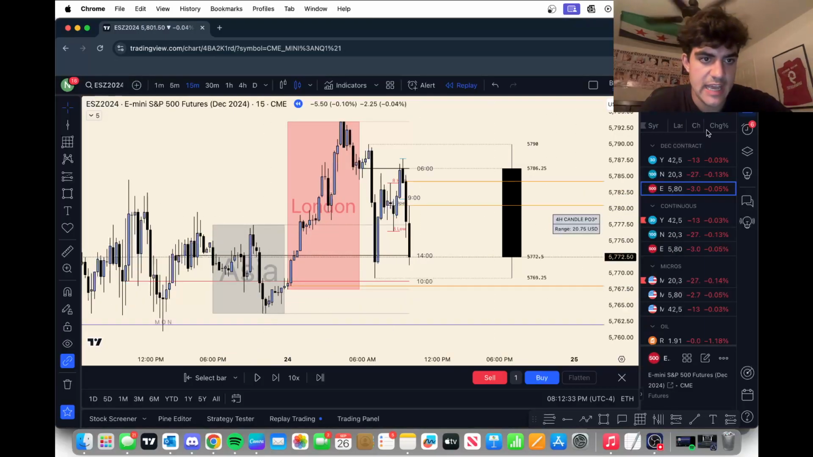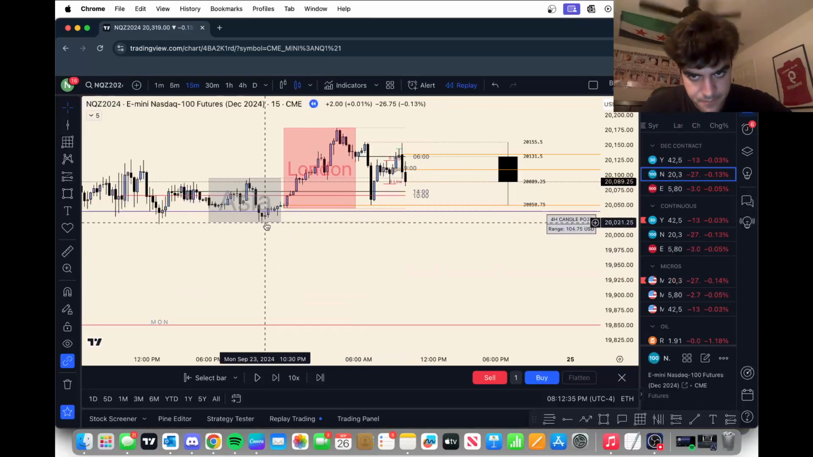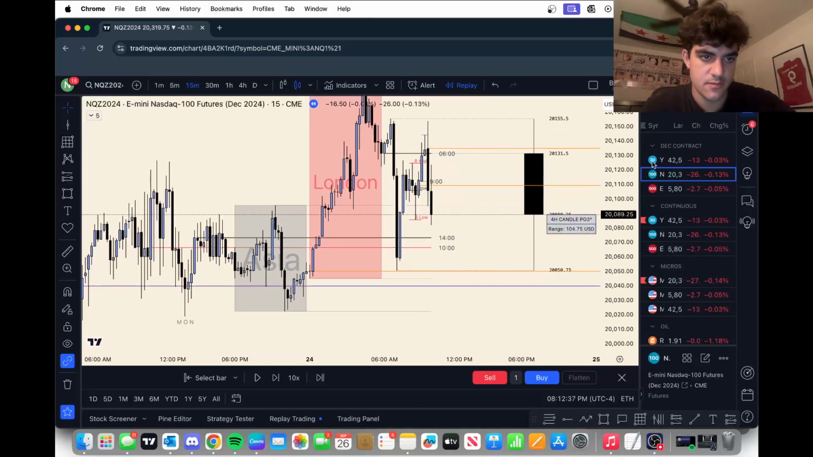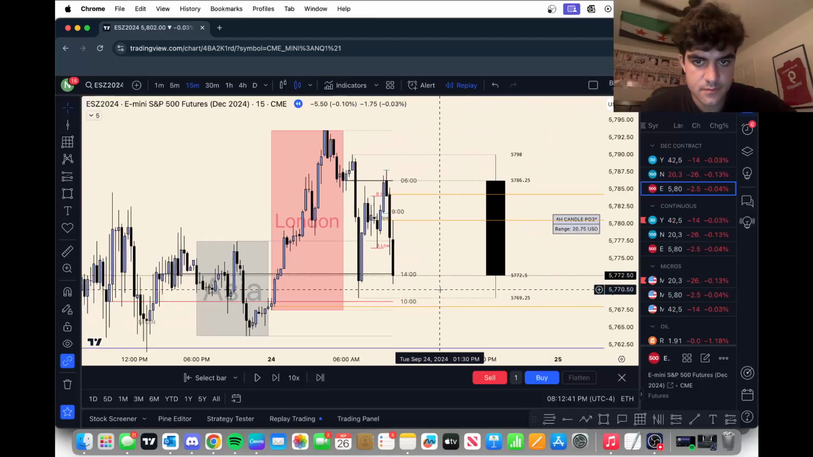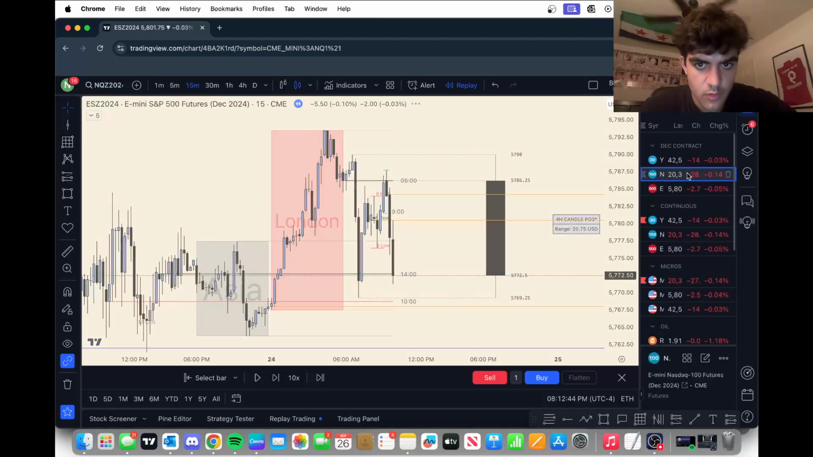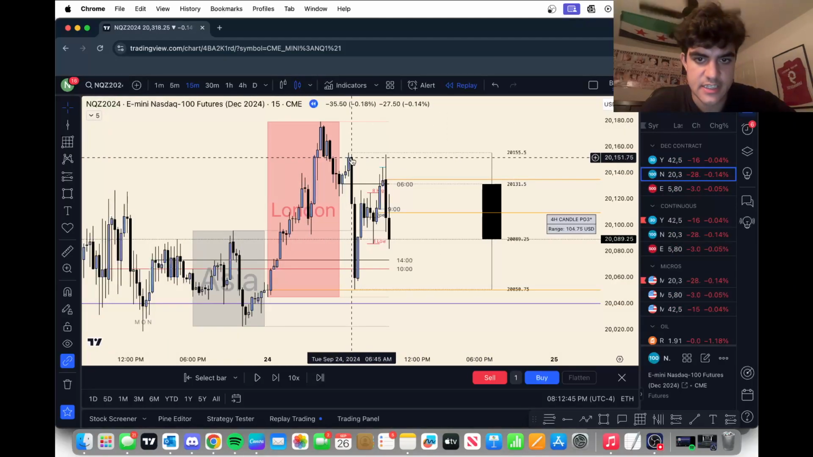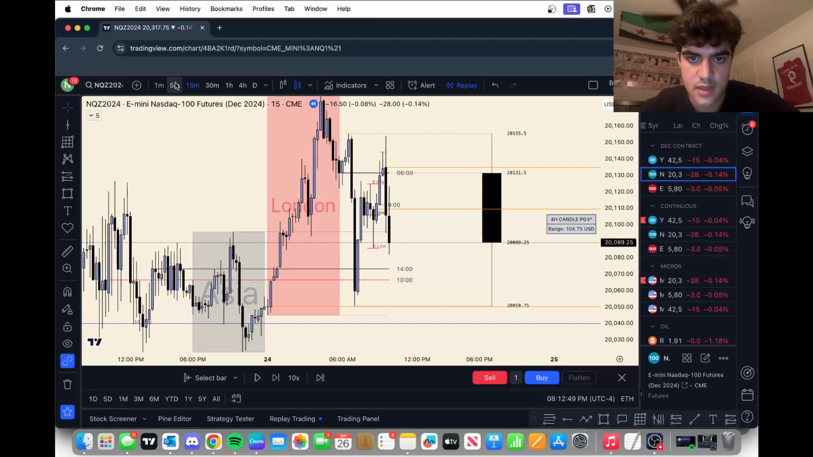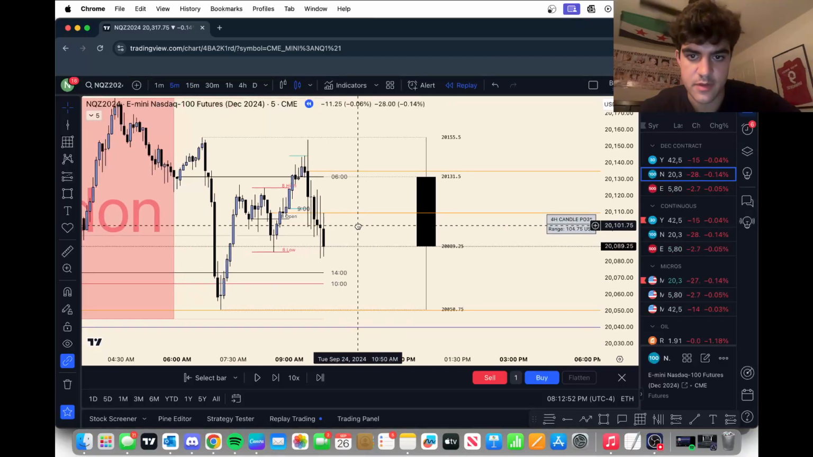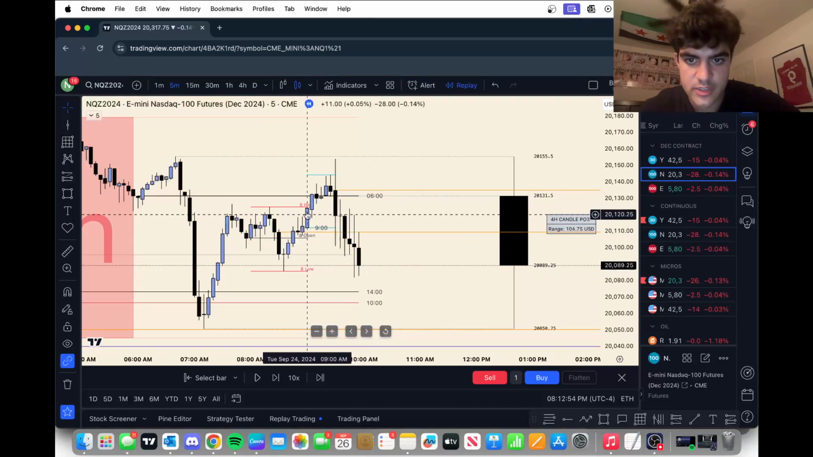So you can see how ES and NQ have relatively the same low. Now, another thing to note is we have SMT at the 645 high. So that is also something that is higher confluence, but not always needed. Now let's go on the lower time frame again. What do we see again?